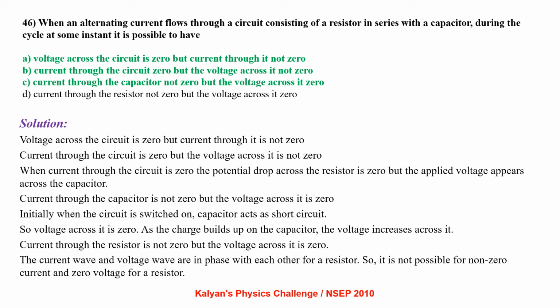Current through the resistor is not 0, but the voltage across it is 0. The current wave and voltage wave are in phase with each other in the case of a resistor. So, it is not possible for non-zero current and zero voltage for a resistor. So, A, B, C are correct options. A detailed phasor diagram and waveforms are represented in the next slide.